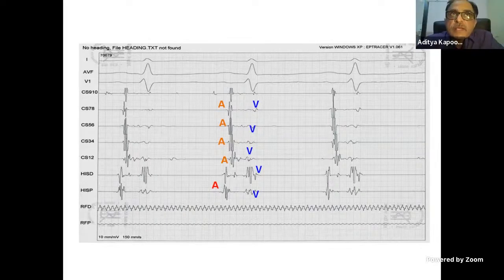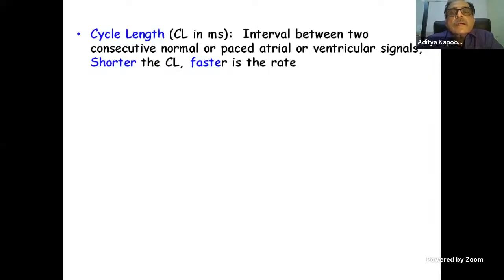I think that's a very important and great point which Dr. Vivek has made. There is a discernible gap between the surface P wave and the right atrial activity. Then from the right atrium to the coronary sinus, you'll have the intra-atrial conduction time, and most of the V's will line up together. So that is how you identify. And cycle length, a word many students get confused by, is the interval between two consecutive normal or paced events.